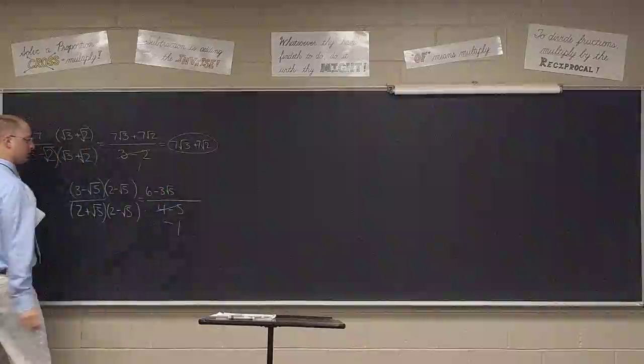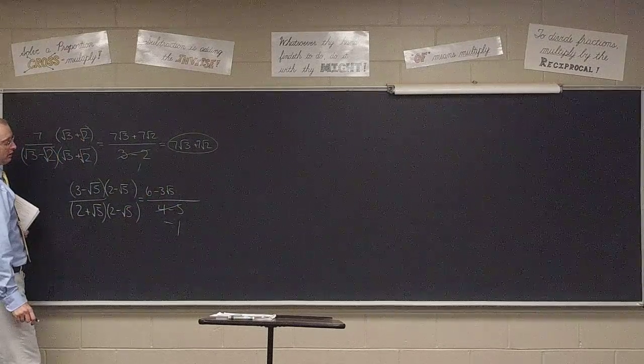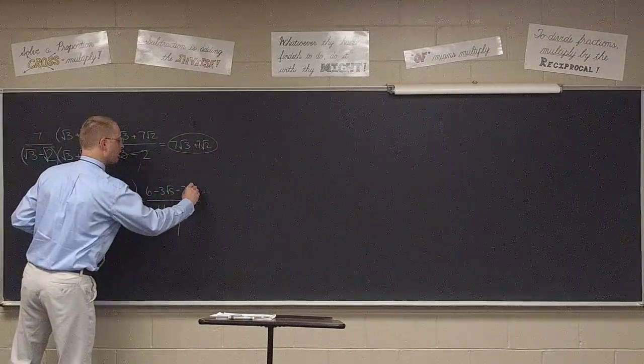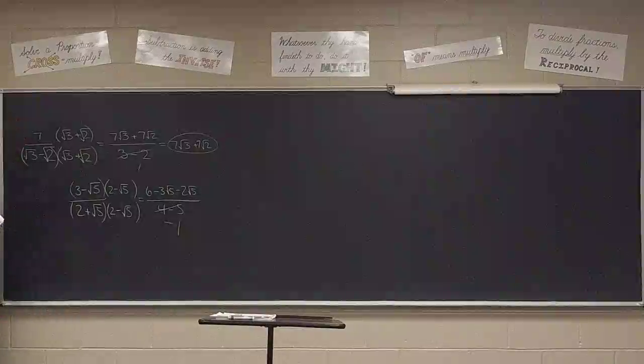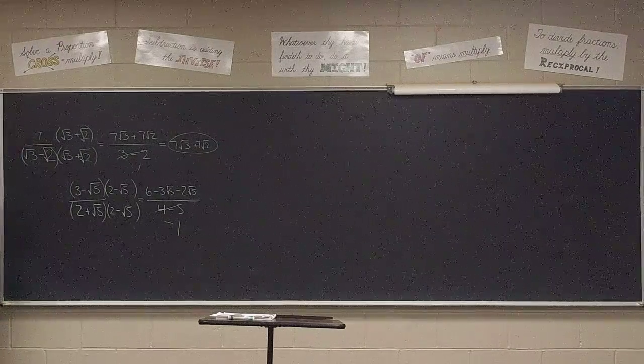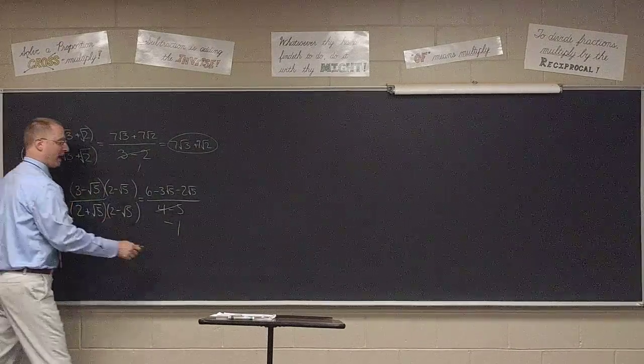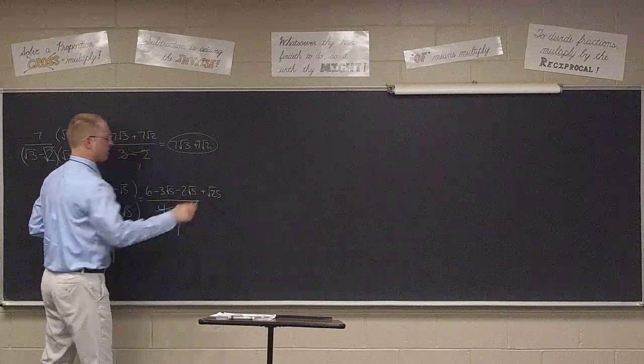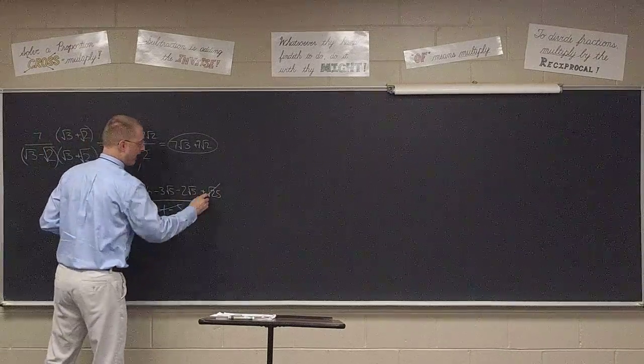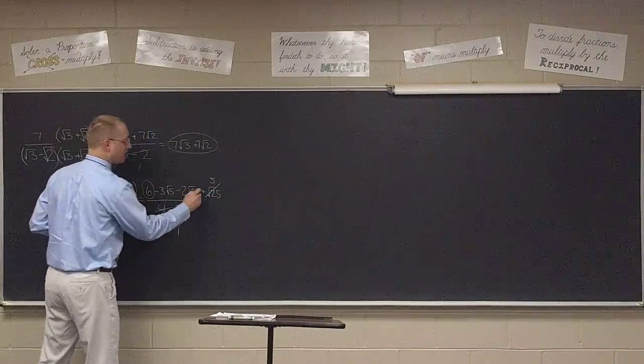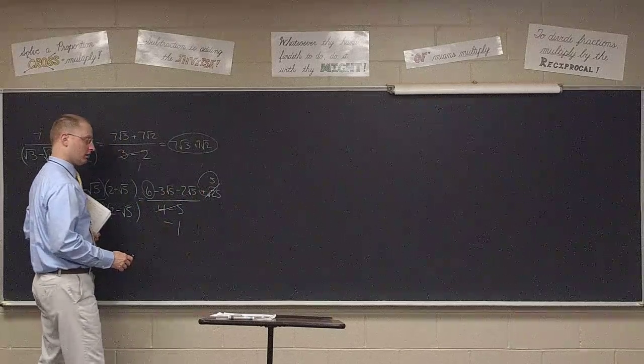Good, inner. And last. Positive square root of 25. Of course, we know the square root of 25 is just 5, so that we can combine the 5 and the 6 to get 11.